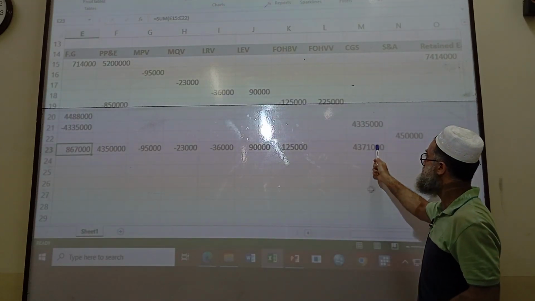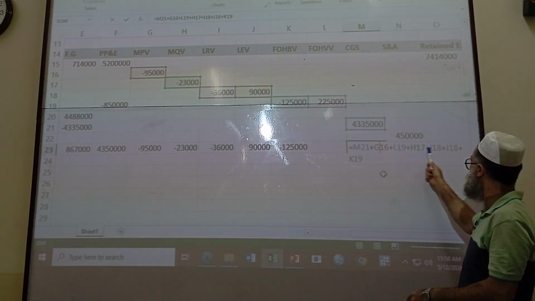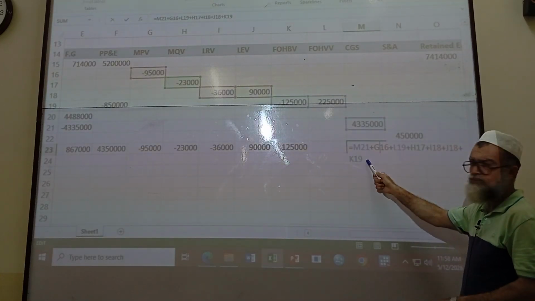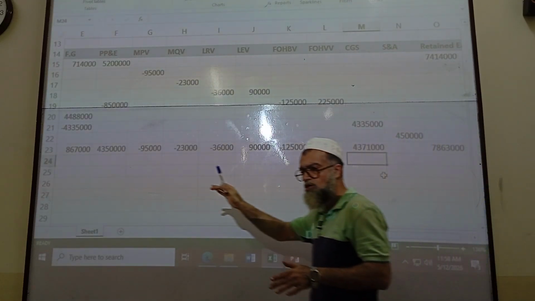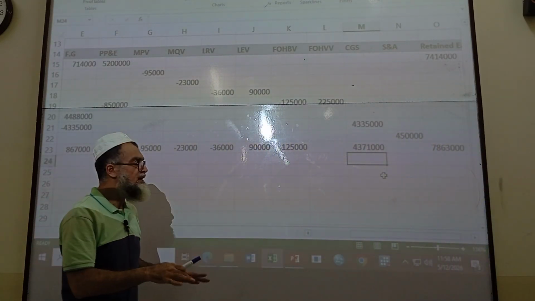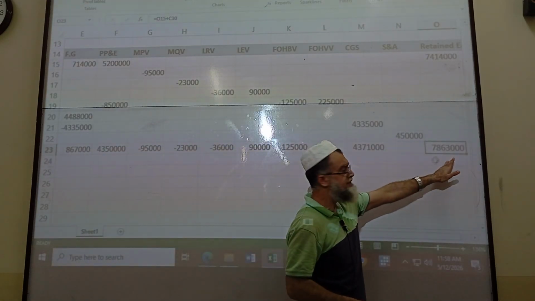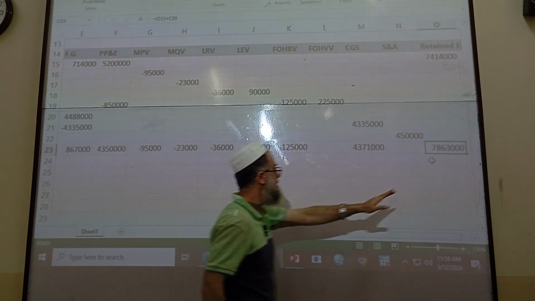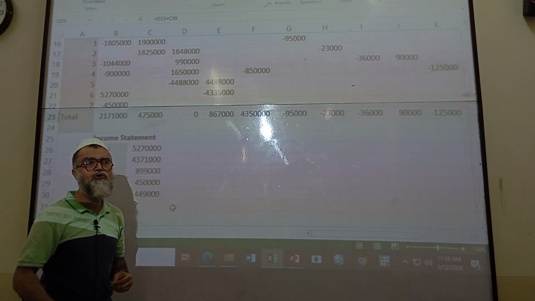So now your CGS total amount is 4,371,000, and these are all the variances which are added or subtracted from this amount of CGS. Okay, so now your CGS, which was so far based on standard cost, is now based on actual cost, and the effect will go to your retained earnings. So these are all the closing balances. So this is your whole question solved.